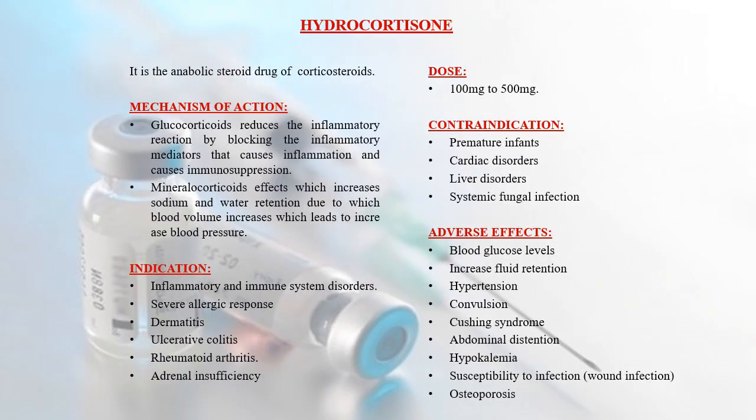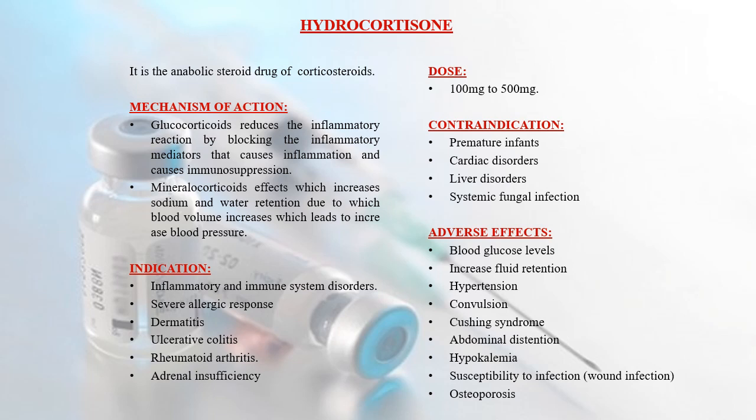Our next emergency drug is hydrocortisone. It is a steroid drug of the corticosteroids. When we are talking about corticosteroids, we should first know what corticosteroids are. Corticosteroids are basically steroids that are produced in the adrenal glands, specifically in the adrenal cortex, the outer region of the adrenal gland.